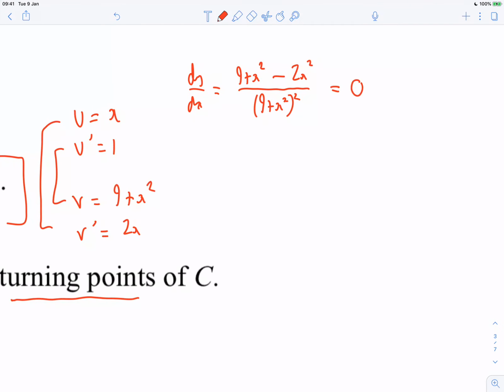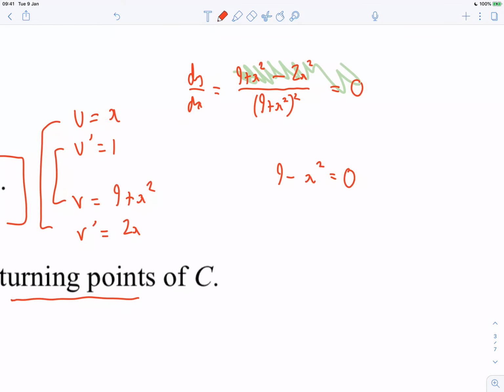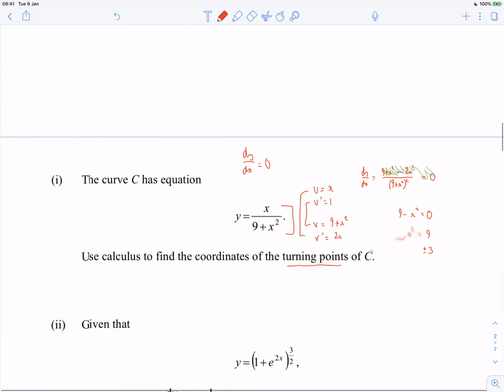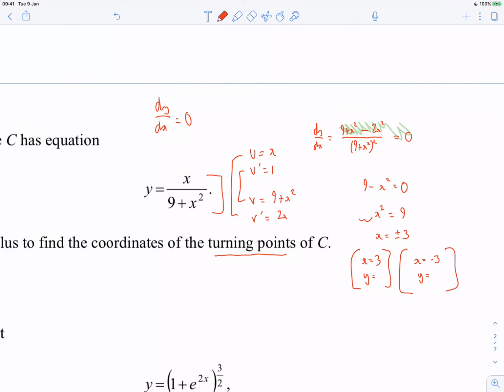Now, if I want this to equal 0, the trick is only the numerator needs to equal 0. And if you look at this carefully, that's just asking 9 minus x squared equals 0, which means that x squared equals 9, so x will equal plus or minus 3. Use calculus to find the coordinates of the turning points. Well, that's either going to be x equals 3 or x equals negative 3, but I need the coordinates, so I need the y coordinates as well. And that's easy. I'm just going to substitute the x values in and see what I get.